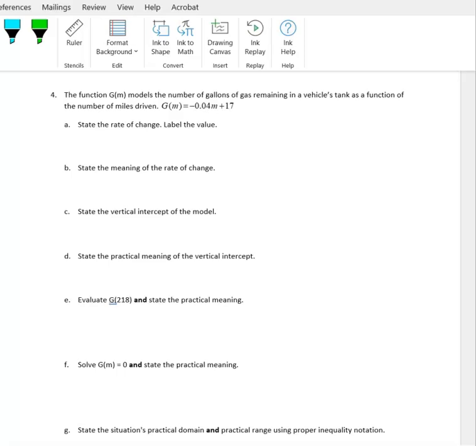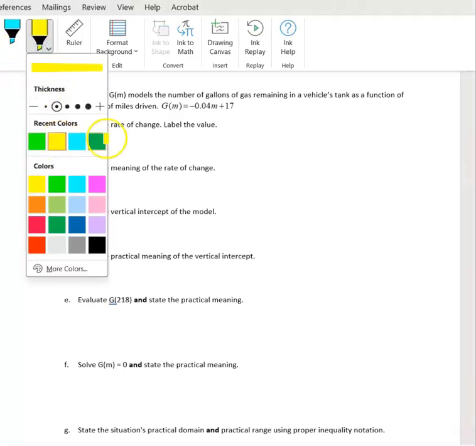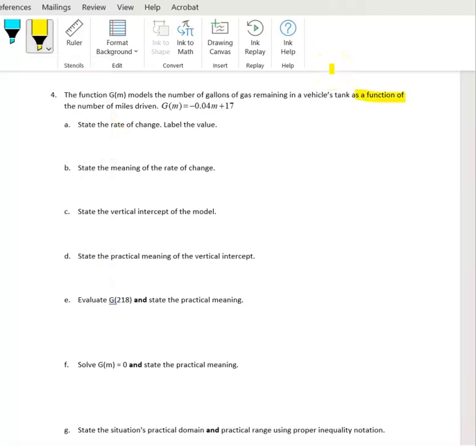Next, we're going to look at a linear function that's written in slope-intercept form. The function g of m models the number of gallons of gas remaining in a vehicle's tank as a function of the number of miles driven. There are a couple of ways we have already identified that this is a function. It's telling us a function of the number.